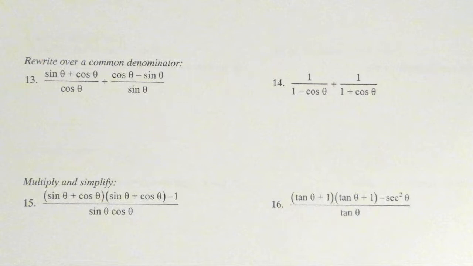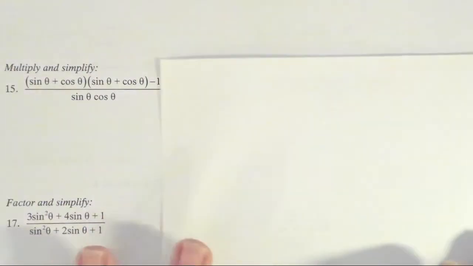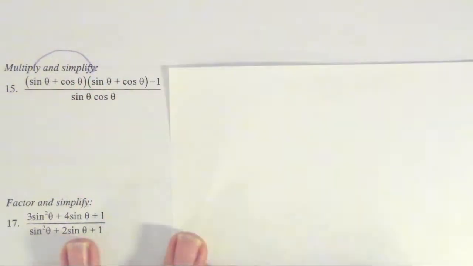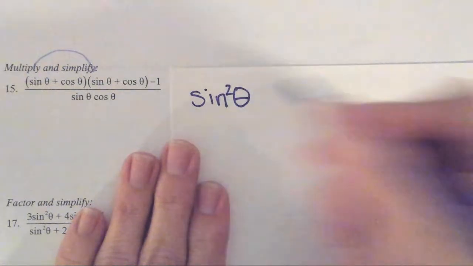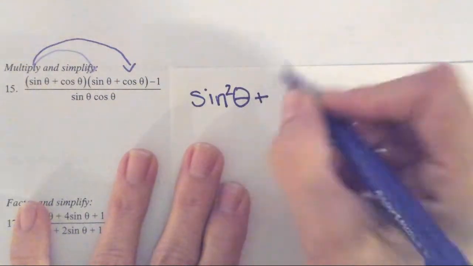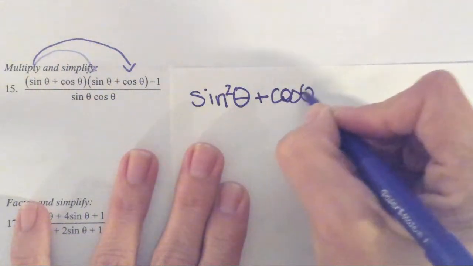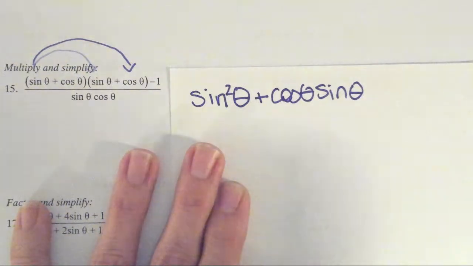So on 15, the directions say multiply and simplify. So again, I'm going to use my scratch paper because I can't get all my work on these little bitty spaces. On the top, I can tell that it's just a FOIL problem. So I'm going to do sine times sine, and sine times sine is going to give me sine squared. And then I'm going to do sine times cosine, and that's going to give me cosine sine. And some of y'all want to write sine cosine. That's fine. Order doesn't matter.